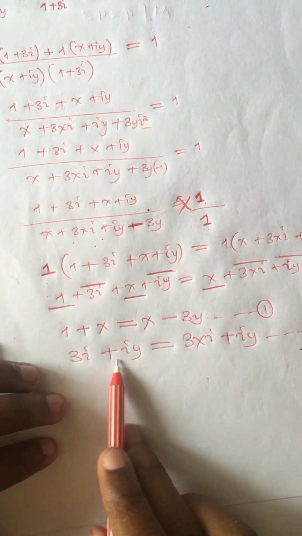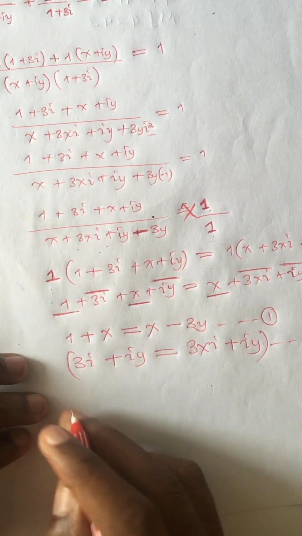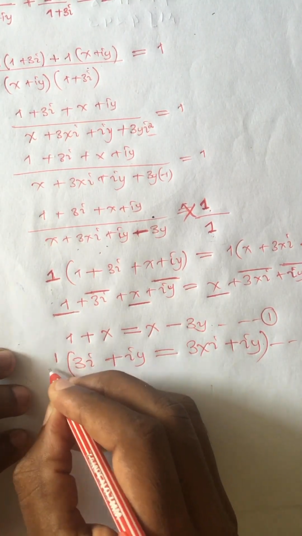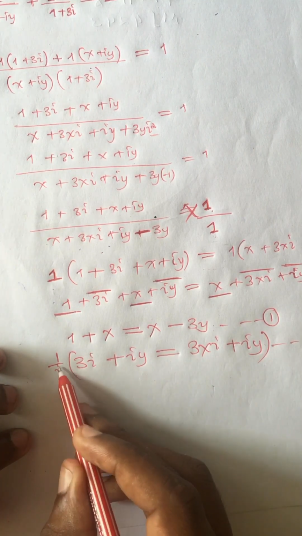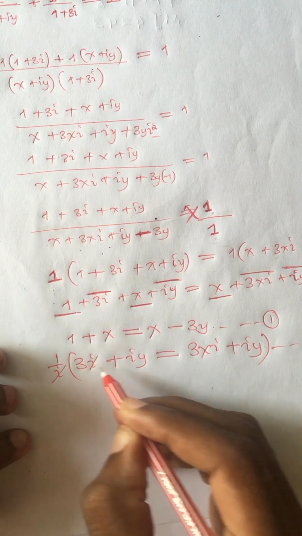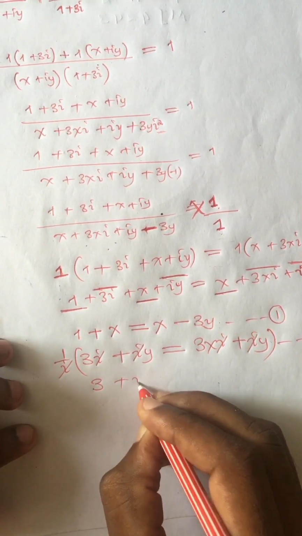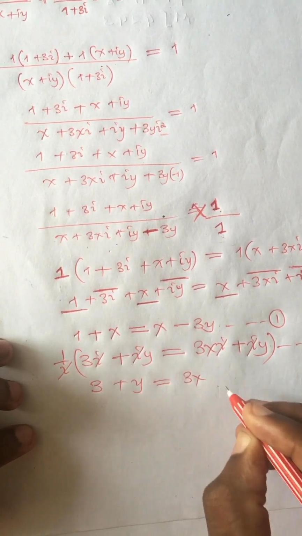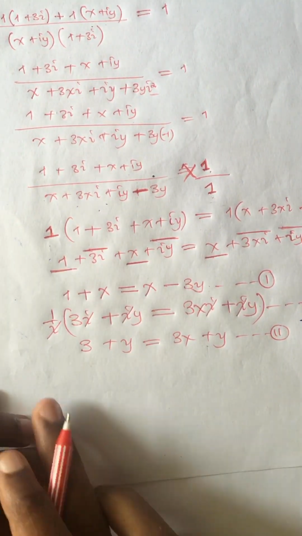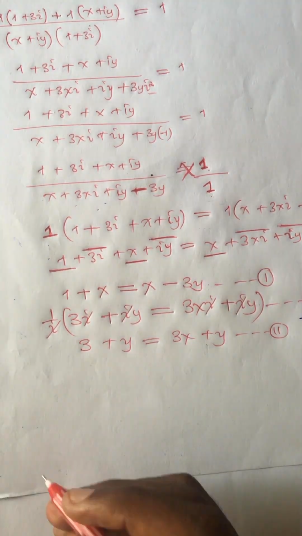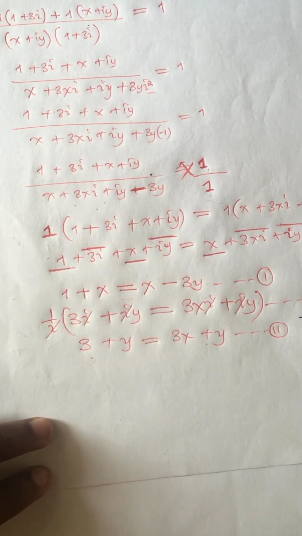Okay, so i is common throughout, right? So we can multiply the entire of this equation by 1 over i. So when you multiply the entire of this equation by 1 over i, this i will cancel with that i, and that i. So we remain with 3 plus y, which will be equal to 3x plus y. This is our equation 2, right? Okay. Then we have this equation and this equation.